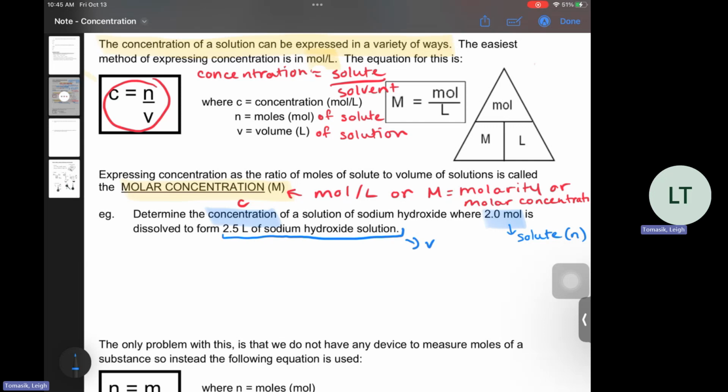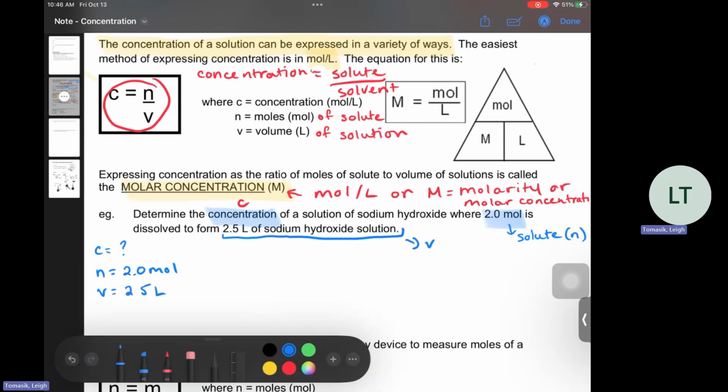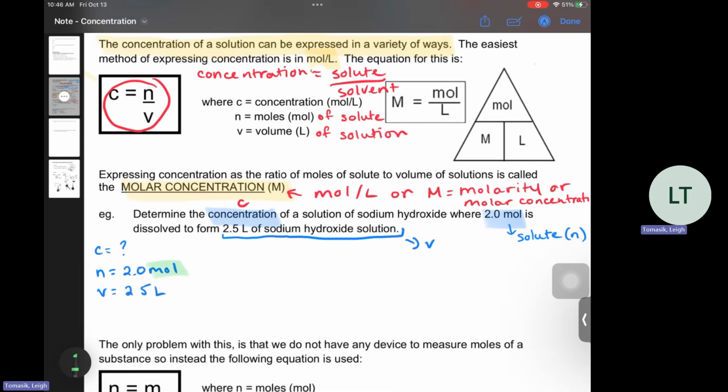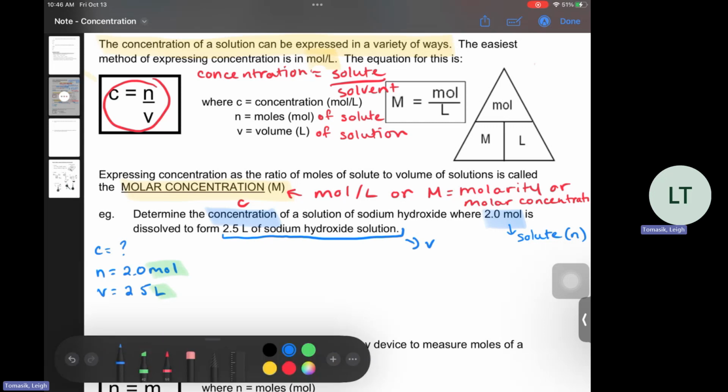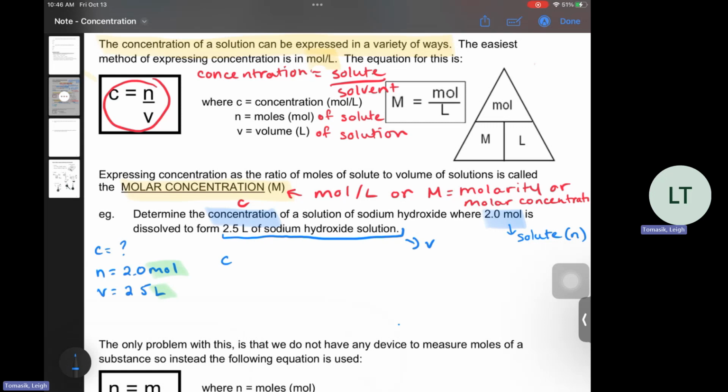Okay, so what we're going to do is just to the side, set this up so that we know how to substitute numbers into our equation. We don't know C. N is 2.0 moles, and V is 2.5 liters. You want to double check that your solute is in moles and your volume is in liters. If not, we have to convert them. So then we write our formula, C equals N over V, and then we substitute in.